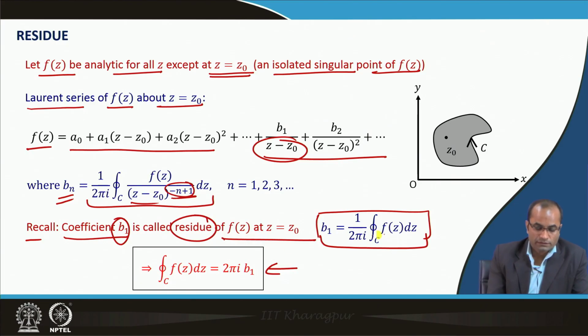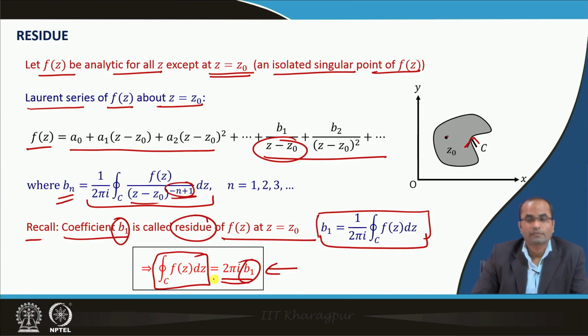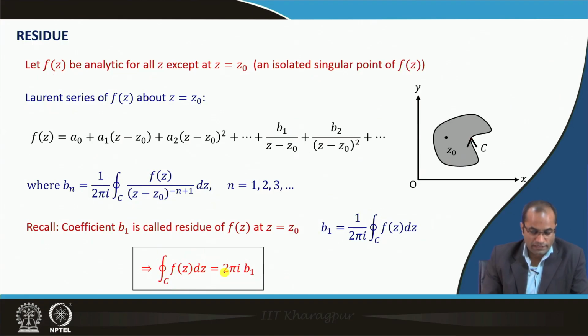This is exactly why we are discussing the residue here. The integral over C, a curve which encloses the point z naught, is equal to 2 pi i times b 1. Many complex integrals which are complicated to evaluate, we can get the value with the help of this formula, which says that this integral is going to be 2 pi i times b 1.